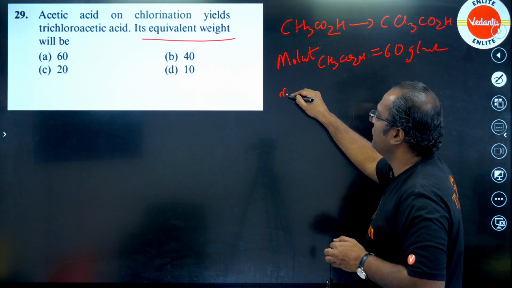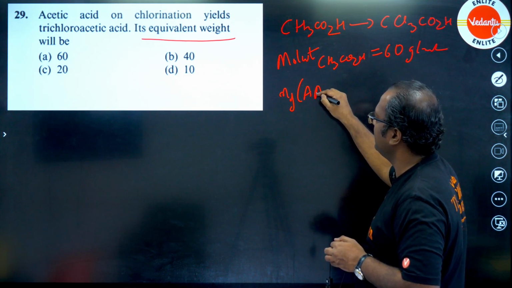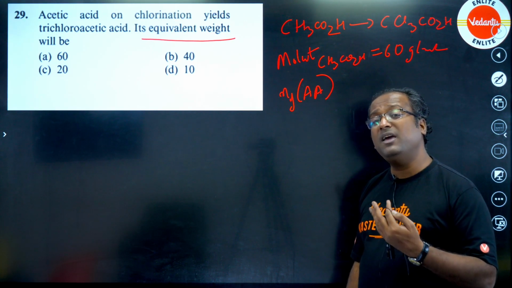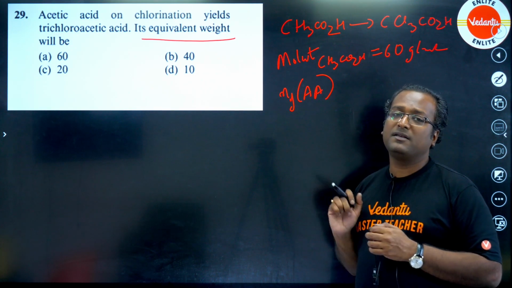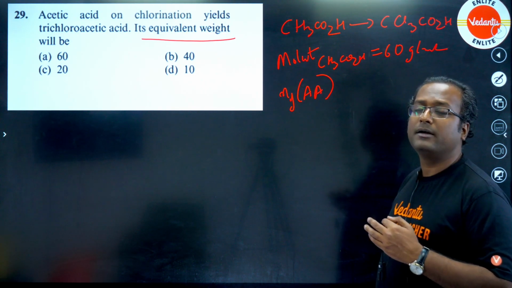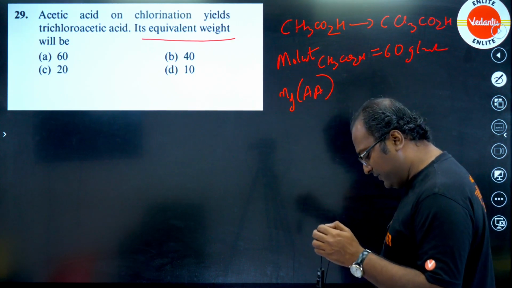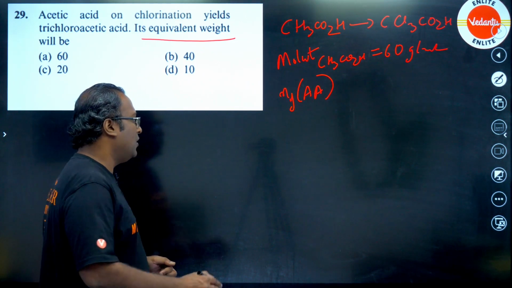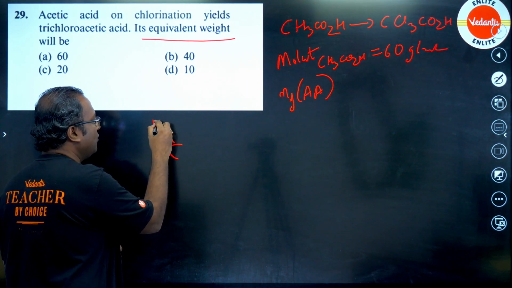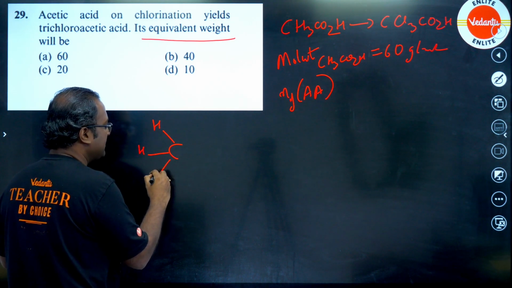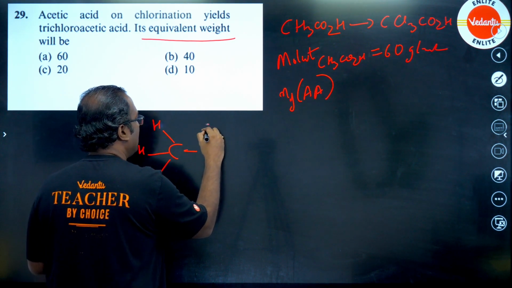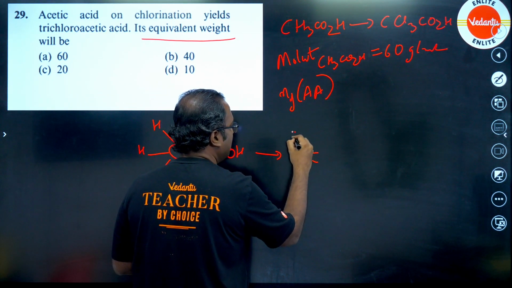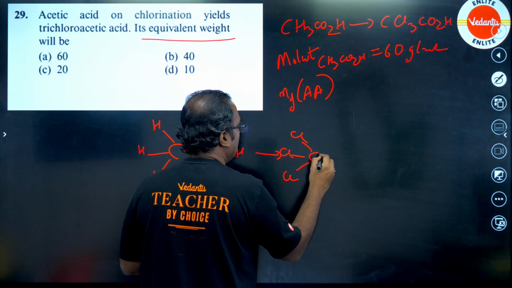That means the question is we have to find n factor of acetic acid. N factor of acetic acid when it behaves as an acid is 1, but here it is not behaving as an acid, it is undergoing redox. When any species undergoes redox, n factor calculation comes from number of electrons exchanged. So we are supposed to find the change in oxidation state of all the atoms in acetic acid when it converts to trichloroacetic acid.